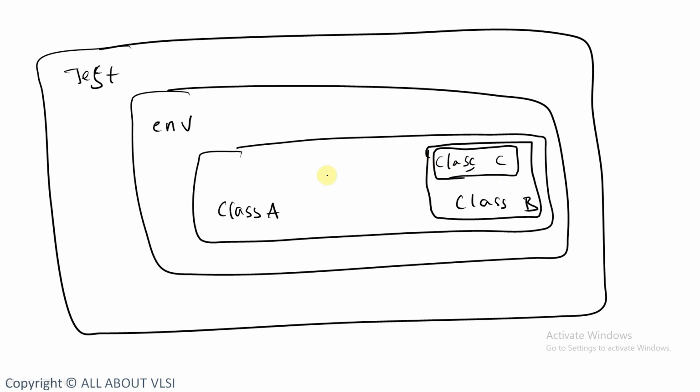Now, where is this control we are getting from, and how is class B getting this control signal? Class B is getting this control signal from the top module, which is known as test. So the test is giving this control signal to class B via the UVM config DB. This control signal CTRL is given to class B via the test using this configuration DB.